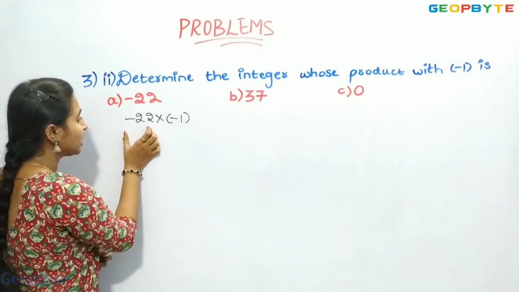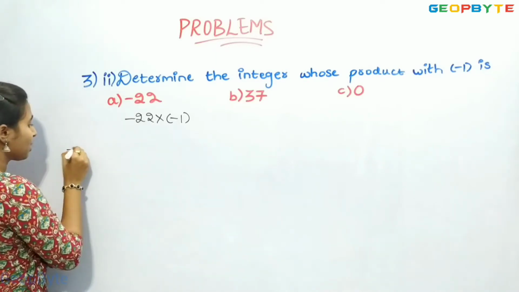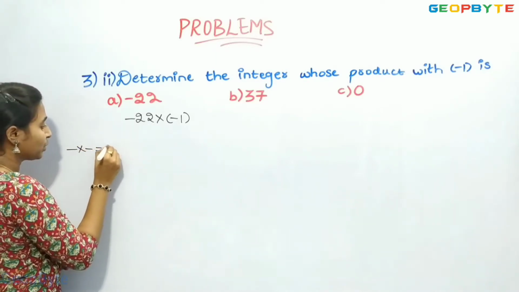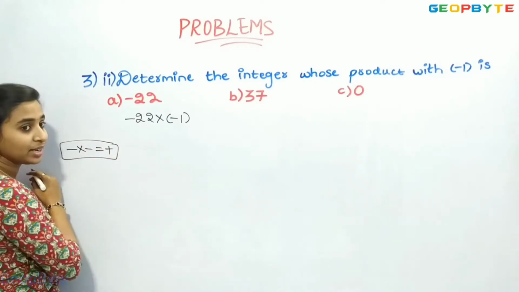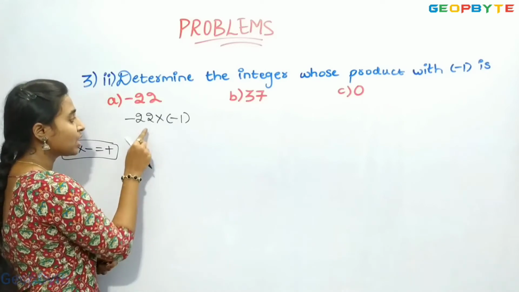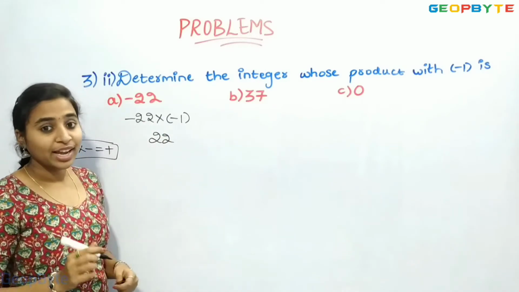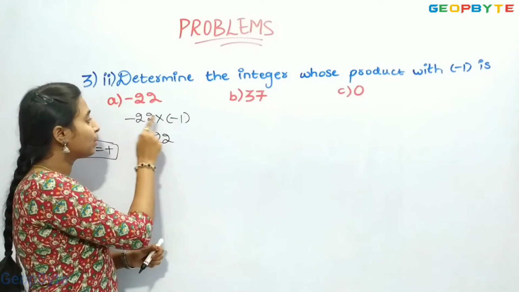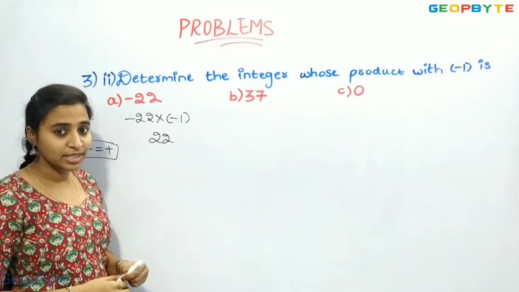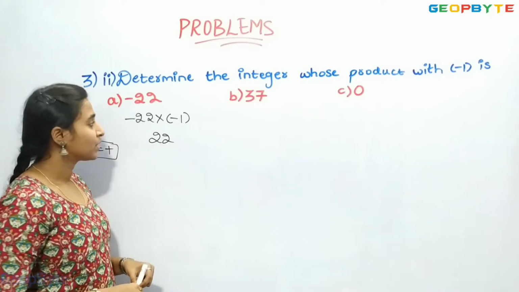Now minus 22 into minus 1. If you see, minus into minus is equal to plus, right? Similarly, 22 ones are 22. As I also said, if an even number of minus signs are there, we get a positive integer as the answer, right?